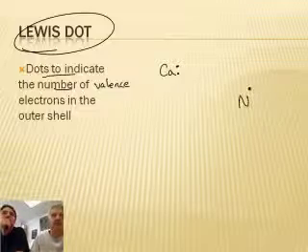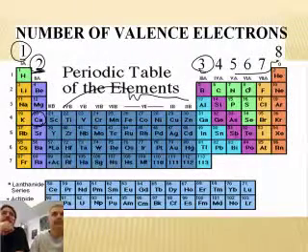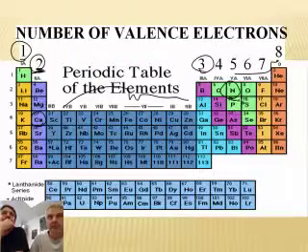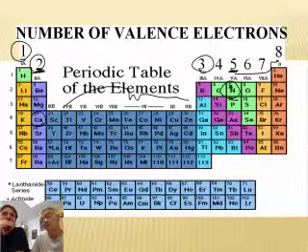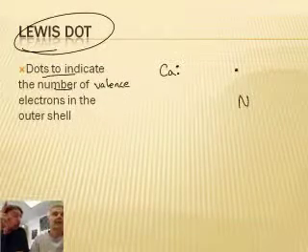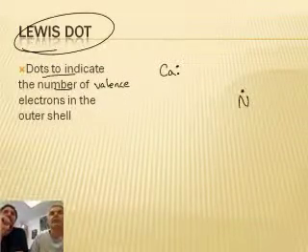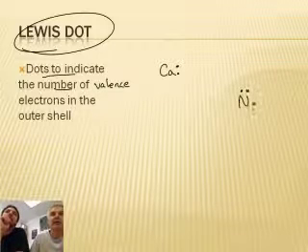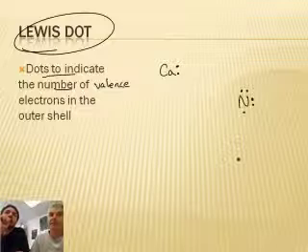I'm going to go find nitrogen. Nitrogen is over here, element number 7. But I don't care about the 7. I care about the valence electrons, the 5. There's actually 7 electrons, but 2 of them we don't care about because they're on the inside. They're called core electrons, or sometimes kernel electrons. So nitrogen gets 5. You just put 5 dots around it. Bingo. That's not very hard, is it?